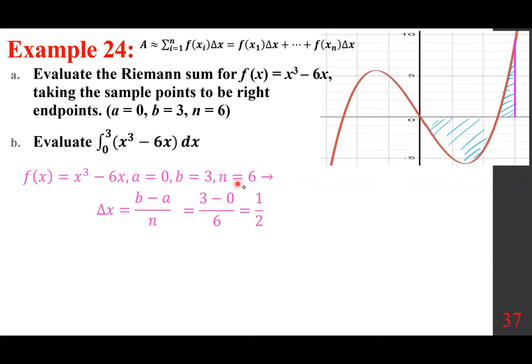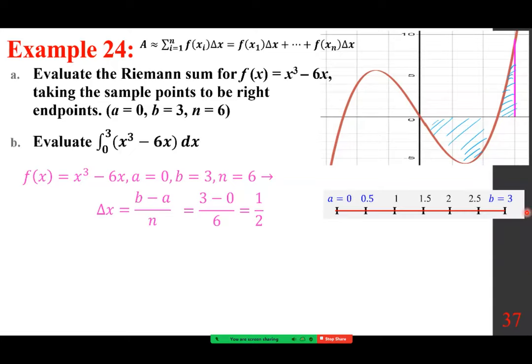But for now, I want to show you the easy way out. I'm going to put a line segment that goes from 0 to 3, and I'm going to expand it so it becomes easy to work with. This is much larger than that for the sake of illustration. So this is 0 or a, this is 3 or b. And I'm going to cut it into 1, 2, 3, 4, 5, 6 pieces, n equals 6. When I divide, I get 0.5 or 1/2. So 0.5, 1, 1.5, 2, 2.5, and 3.